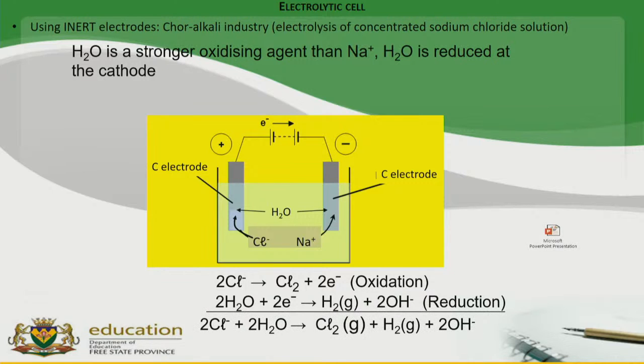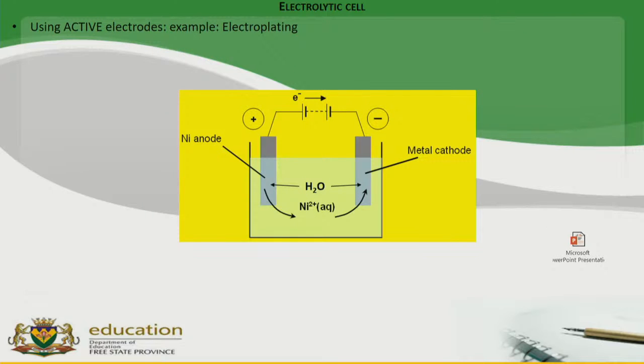And you write your overall cell reaction. And here you might be asked, for example, to name the gases that are formed. So you must know that it is chlorine and hydrogen. Or you might be asked to write the formulae of them, which are Cl2 and H2. Any of those kinds of questions can be asked.